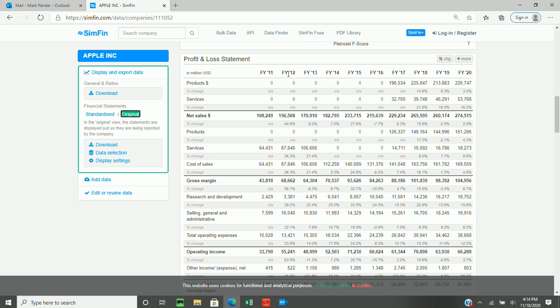So for 11, 12, 13, 14, 15, 16, it just showed their net sales. And then in 2017, they started to break out their products, which is mostly the iPhone, and then also their services. So you can see that it's broken out, and then it shows the growth rate. This is why it's important to look at an income statement: the numbers need to match the story.